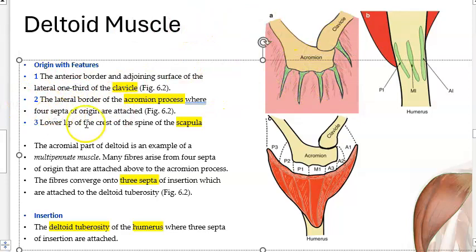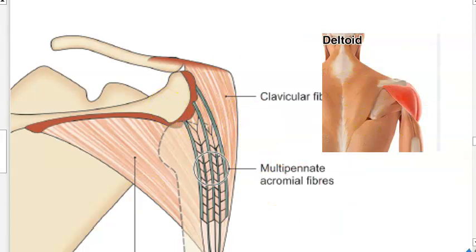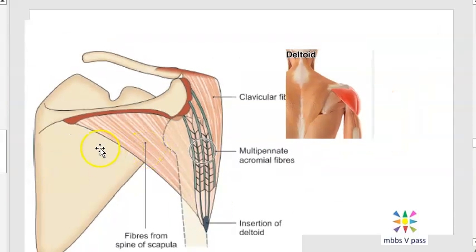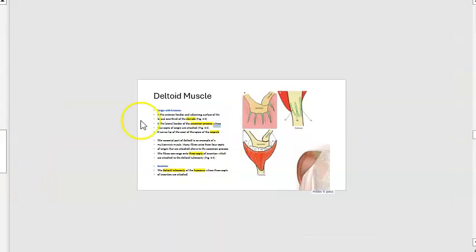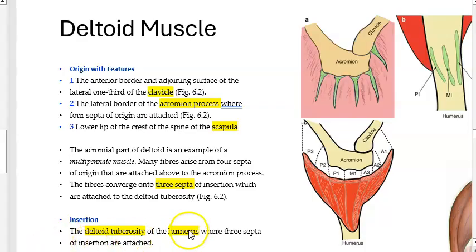Then the clavicle, which part? The anterior border, lateral 1/3 of the clavicle. Now the spine of the scapula, where is it? I'll show you in the posterior diagram. On the spine of the scapula, you can say the lower lip of the crest of the spine of the scapula, if you can write so much detail. You're getting some fibers of the deltoid. And where are they attaching? They are attaching to the deltoid tuberosity of the humerus.